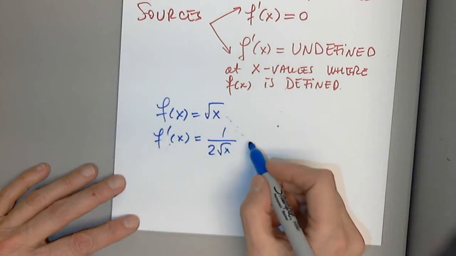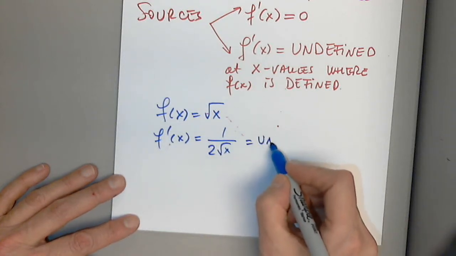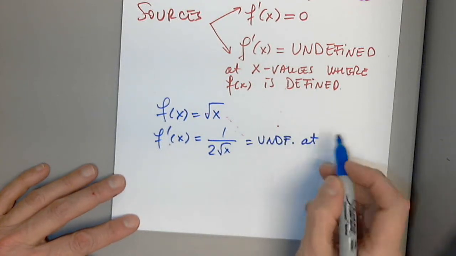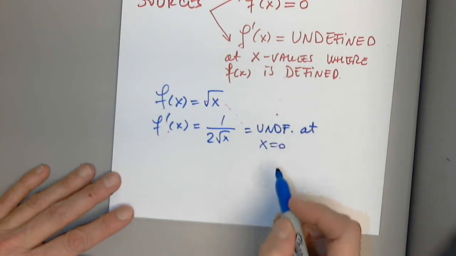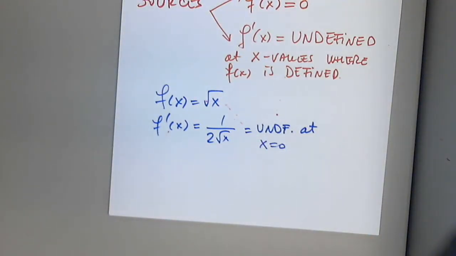Where is this undefined? At 0. Exactly. Is the function defined at 0? Yes, the square root of 0 is 0. The derivative is not defined at 0. 0 is a critical number because the function is defined at that point and it will turn into a minimum.